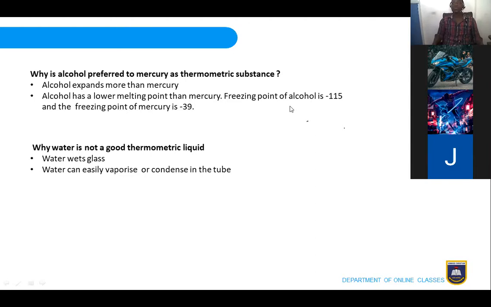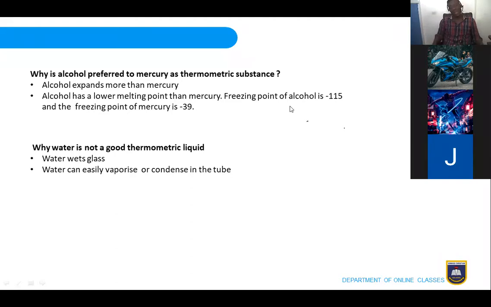And the other reason is that water can wet glass. Water wets glass. That means water sticks to the walls of the glass. So if you are using water as your thermometric substance, you are going to face difficulties in determining the temperature of a body, because the water will cling to the walls of the glass, and you will not know where to take your measurement from. So it's advisable not to use water as your thermometric substance.